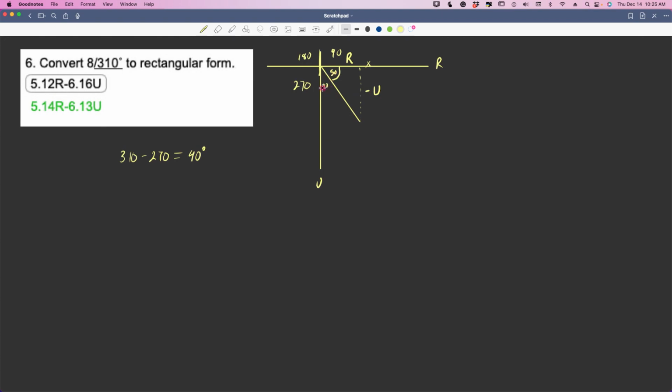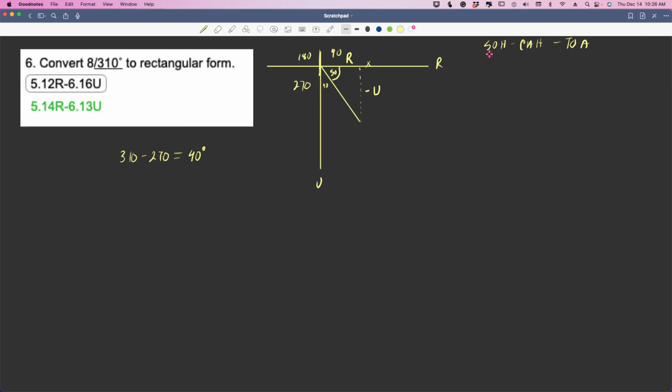So 40 and 50 makes that last 90-degree angle. So we're going to look for the sine and cosine of theta. So that's going to be SOH CAH TOA. I always like to write it because that way I remember. I forget if I don't.